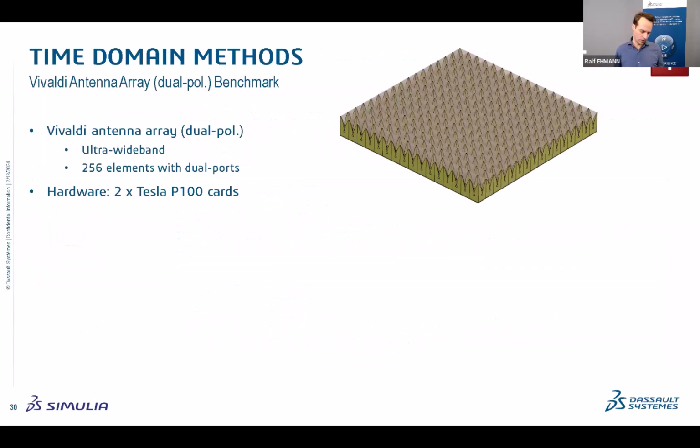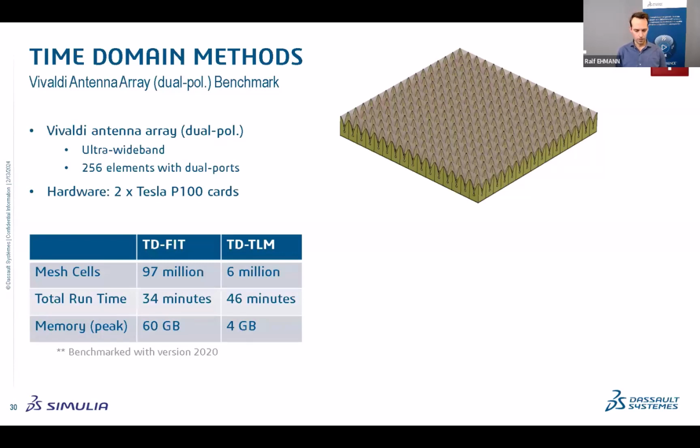Okay, let's get to one benchmark just on the time domain methods, because I think this is always useful when we're talking about these very nice solvers, just to get some real numbers out. In this case, we have a Vivaldi antenna array with dual polarization, and it's an ultra wideband model with 256 elements, executed on 2 P100 cards. So, let's look at how they stack up.